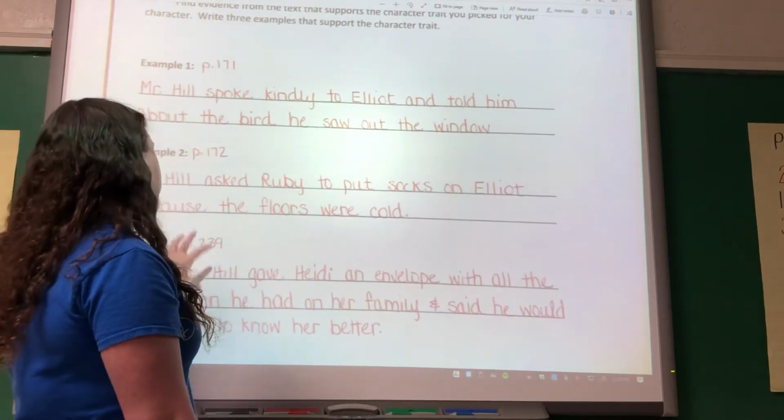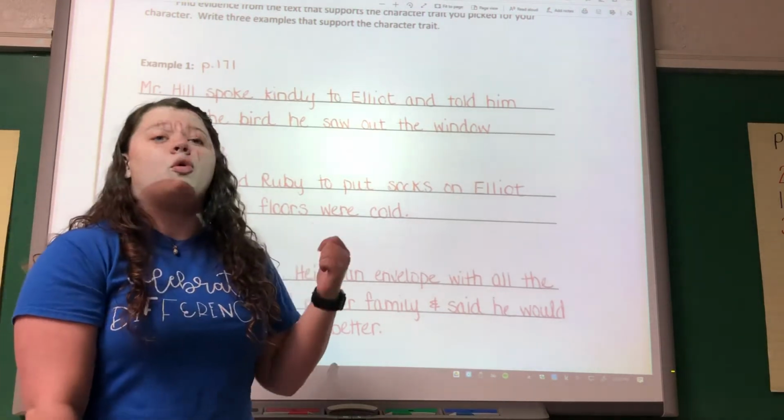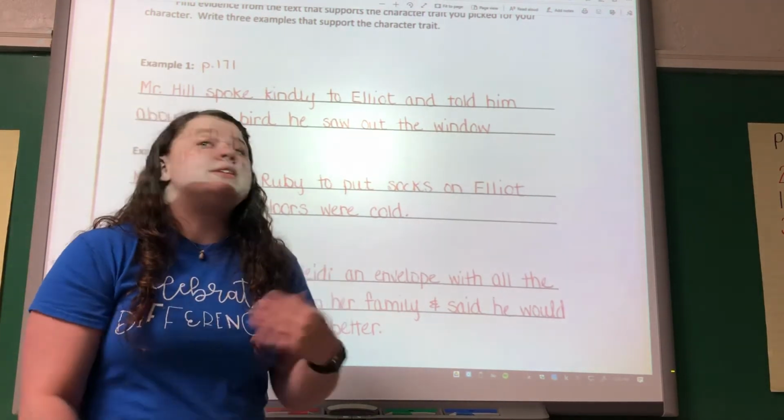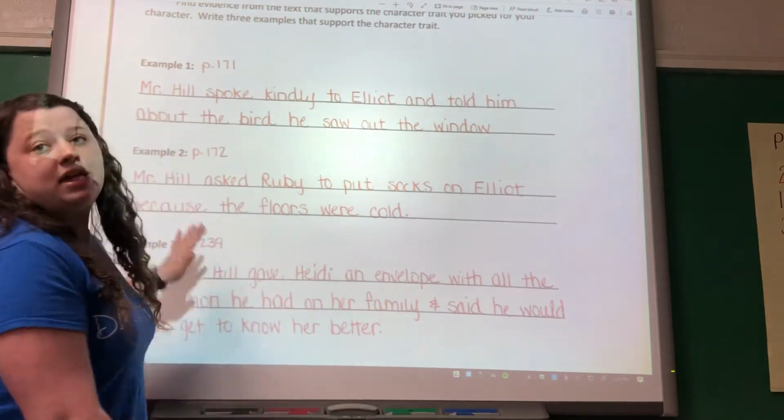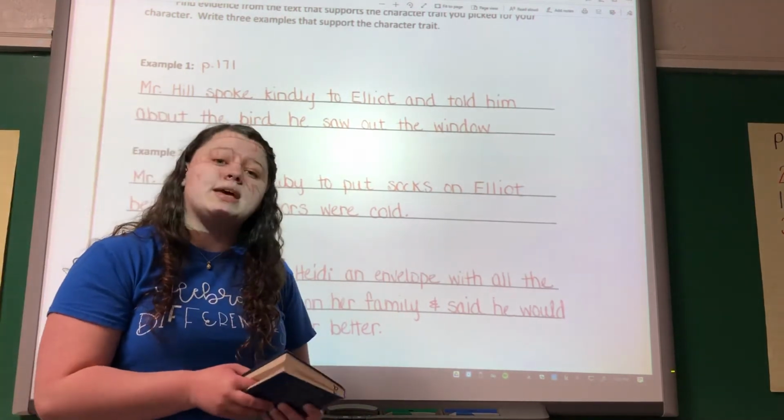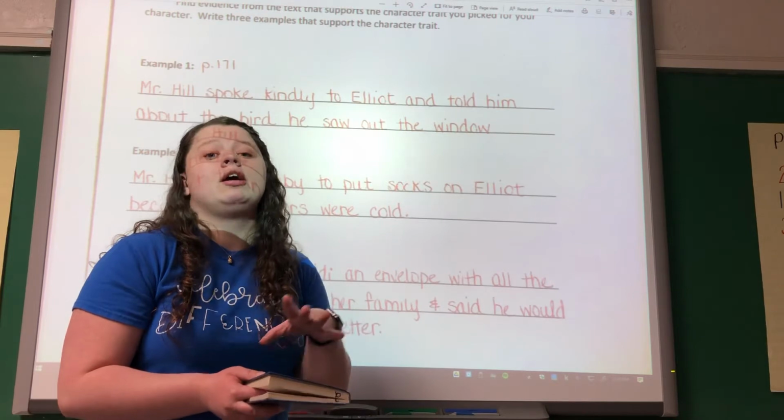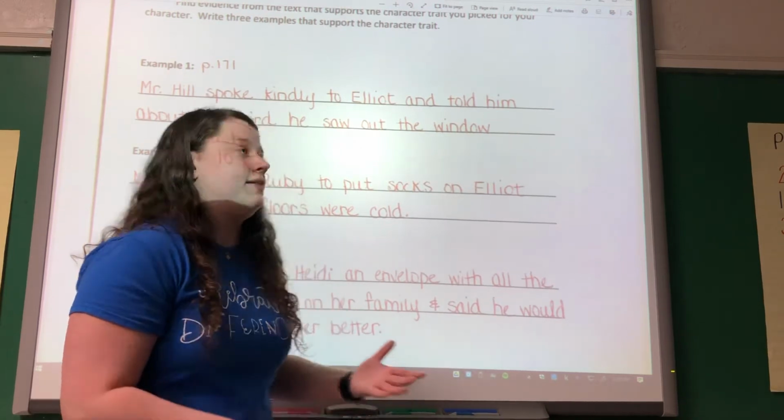So you'll need to have 3 examples for your planning page, and they have to be different examples, so you can't write the same thing for all 3. You have to have 3 different examples that show how that character is that trait or has that personality.